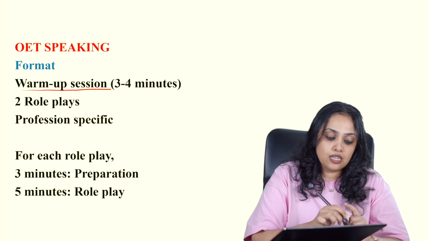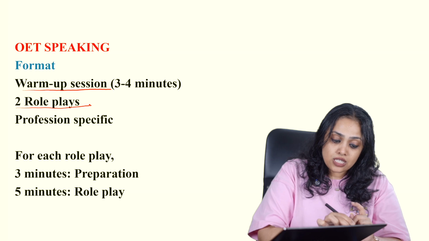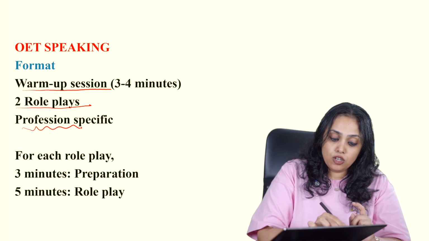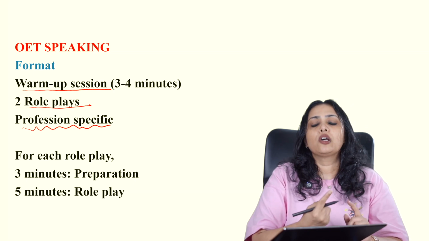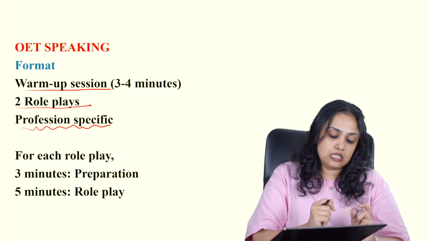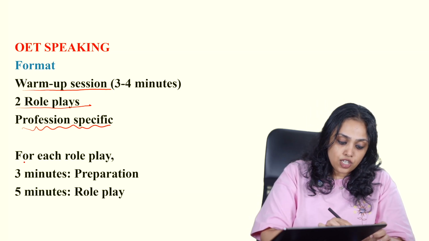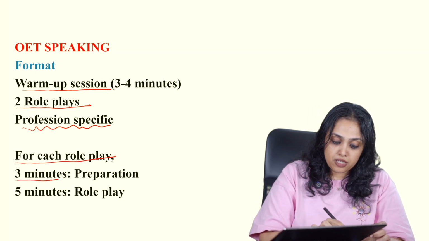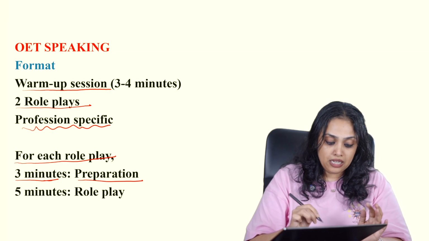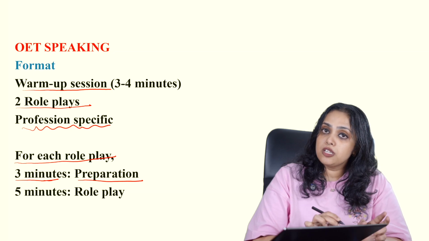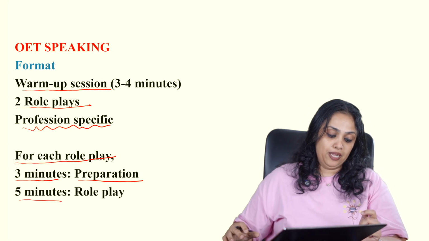Once the warm-up session is done, then we'll move on to the role play. You will have 2 role plays to be done. Just like OET writing, OET speaking is also profession specific, which means that if you're a nurse, you would be doing the role play, taking up the role of a nurse, and the interlocutor will be taking up the role of the patient. For each role play, you have 3 minutes of preparation time, during which you can make notes on the role play card which is given to you. And once the 3 minutes of preparation time is over, you have 5 minutes to actually perform the role play.